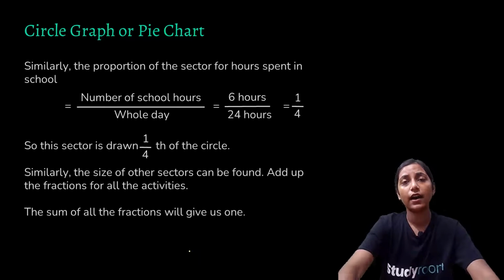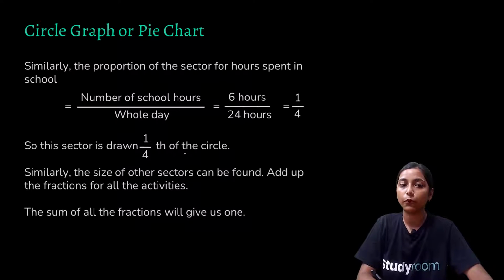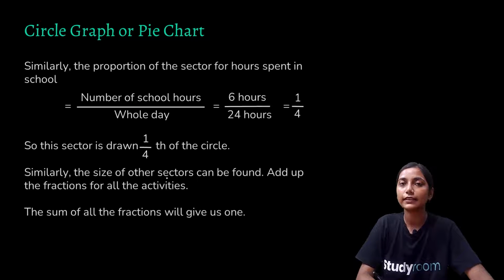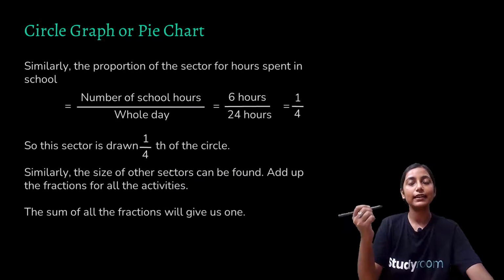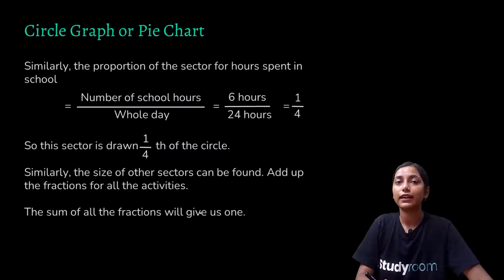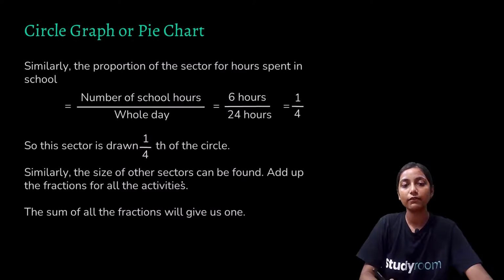Similarly, we can find the hours spent in other activities, like the proportion of the sector for hours spent in school. It will be the number of school hours, that is 6 hours, divided by 24 hours, a whole day, that is 1 by 4. So this sector is drawn as 1/4 of the circle. Similarly, the size of other sectors can be found. How can we find it? We divide the number of hours spent in that activity by the whole day, that is 24 hours. Add up the fractions for all the activities and the sum will give us 1. That is the whole circle.